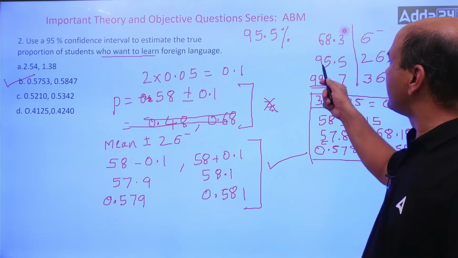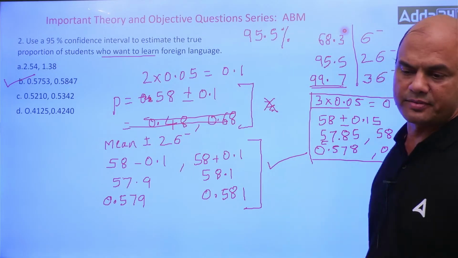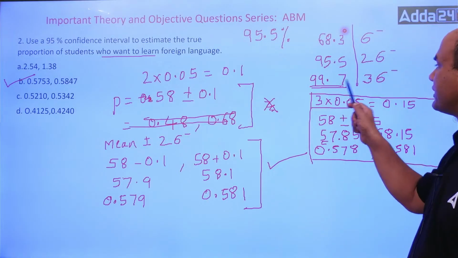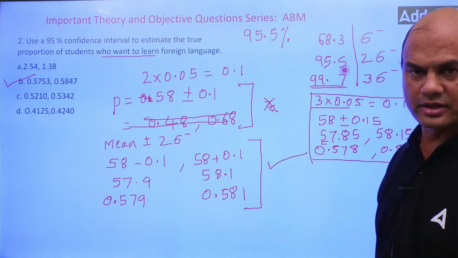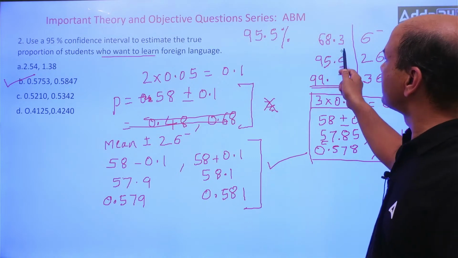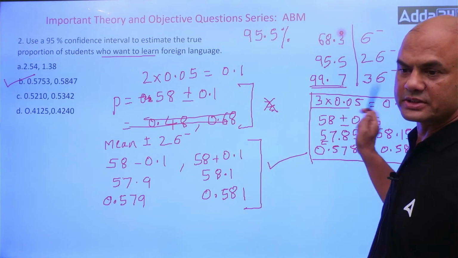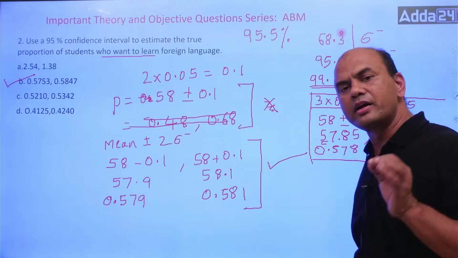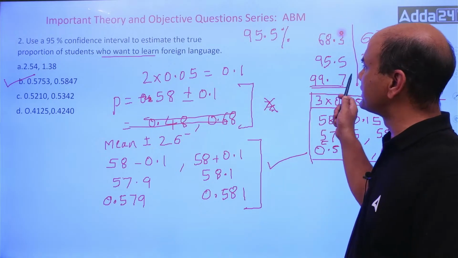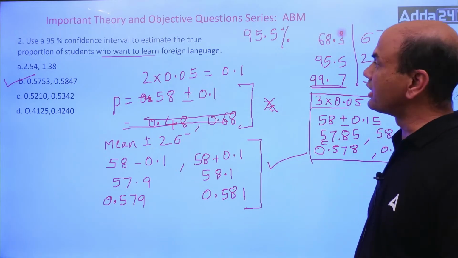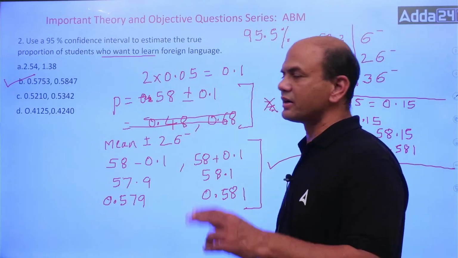95.5% confidence level, you have 2 standard error. 99.7% confidence, you have 3 standard error. Getting this? 68.3, 1 standard error. 95.5, 2 standard error. 99.7, 3 standard error. Learn this by heart. This will be very helpful to you in your exams. So here they have asked 95, means roughly 95.5, you can take it. So it is 2 standard error.